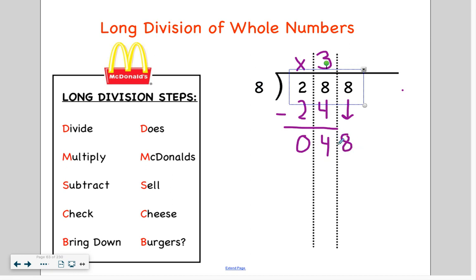8 goes into 48, right? We can ignore that 0. 6 times. 6 times 8 is 48. There's no other numbers to bring down, so our answer of 36 is correct.